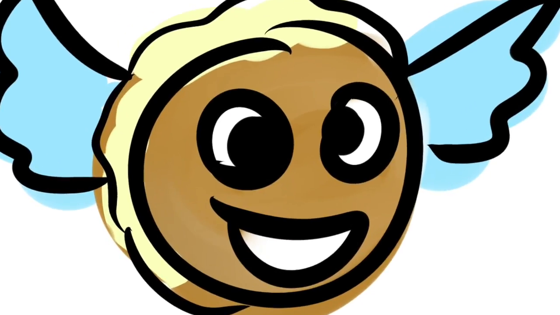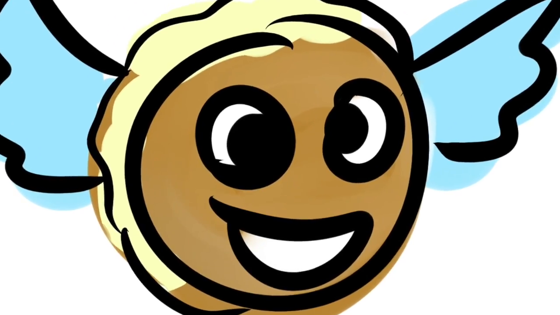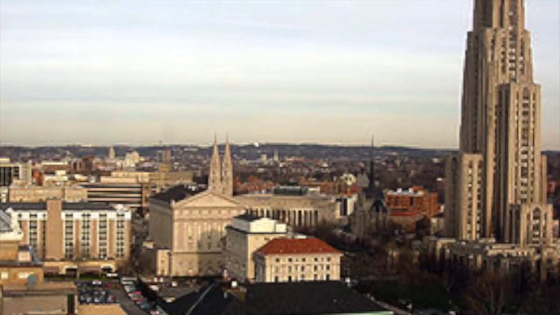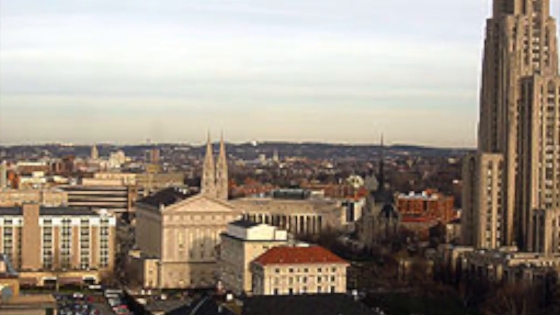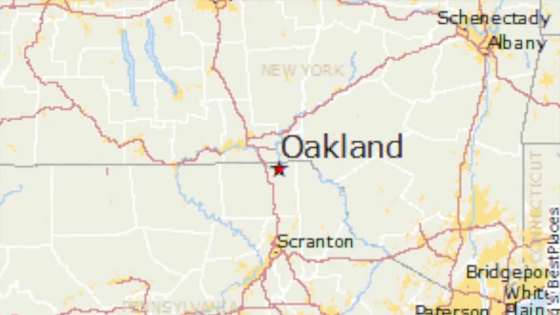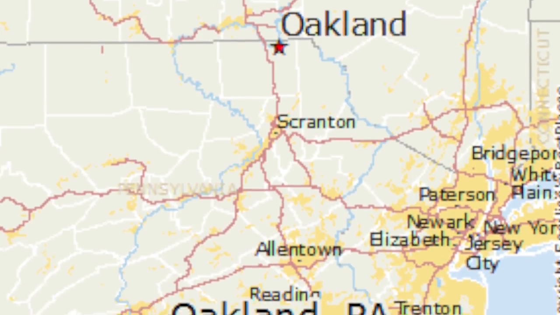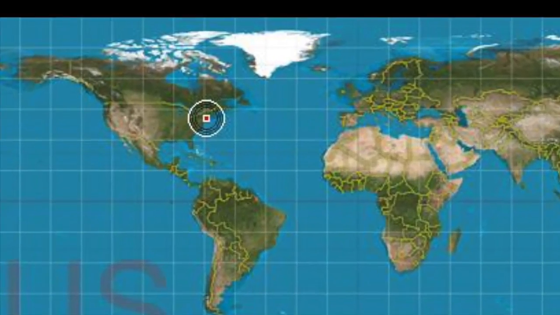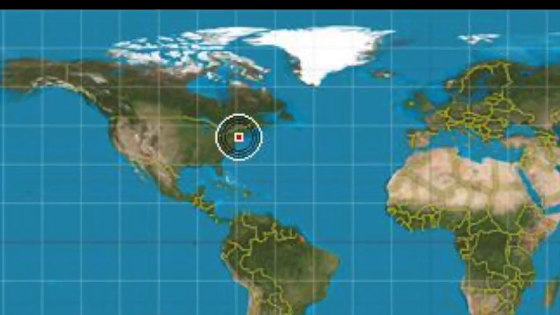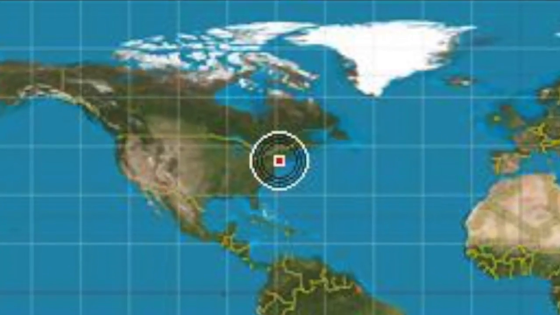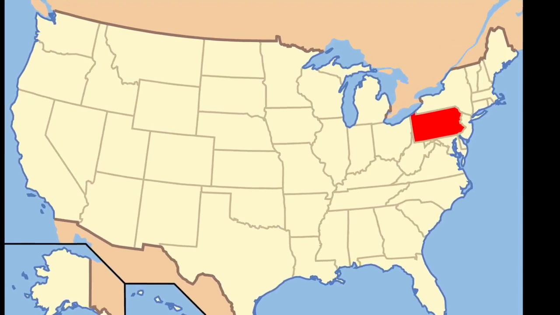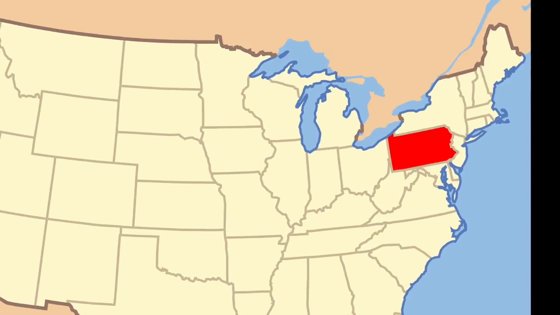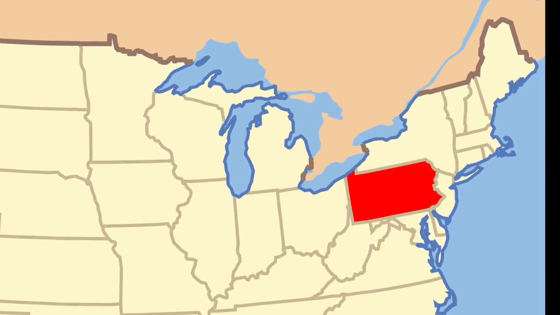Welcome everyone to Touring with the Flying Biscuits. Yes, the Flying Biscuits. Today we're touring the Oakland area of Pittsburgh. Oakland is east of downtown Pittsburgh in southwestern Pennsylvania at 40.4466 degrees north and 79.9542 degrees west. And if for some reason you don't know, Pennsylvania is located in the northeastern United States.